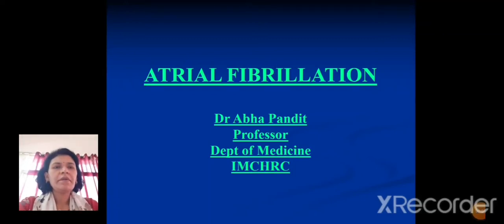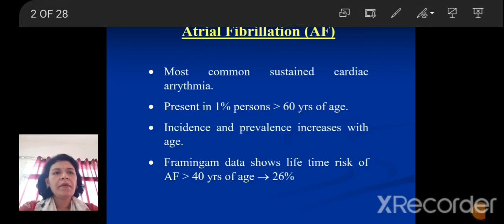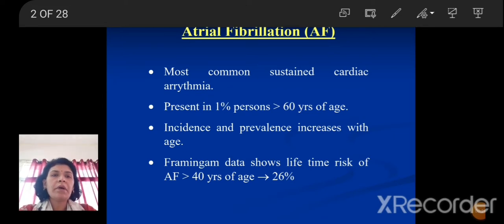Today we will be discussing atrial fibrillation. As we know, atrial fibrillation is the most common sustained cardiac arrhythmia and it is present in about 1% of the population more than 60 years of age. The incidence as well as the prevalence of atrial fibrillation increases as the age increases. According to the Framingham data, there is a lifetime risk of 26% of developing AF in people of ages more than 40 years.